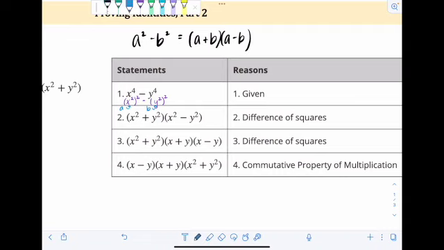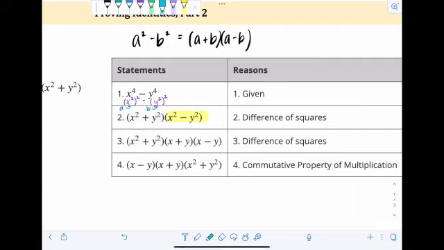So a is x squared, b is y squared. So this is my a plus b, and this is my a minus b. So x squared plus y squared times x squared minus y squared, and the reasoning is the difference of squares. And then again, this is another difference of squares, another perfect square minus another one, so we can factor that further. This part is not a difference of squares because it's a sum, so that part just gets copied directly down.